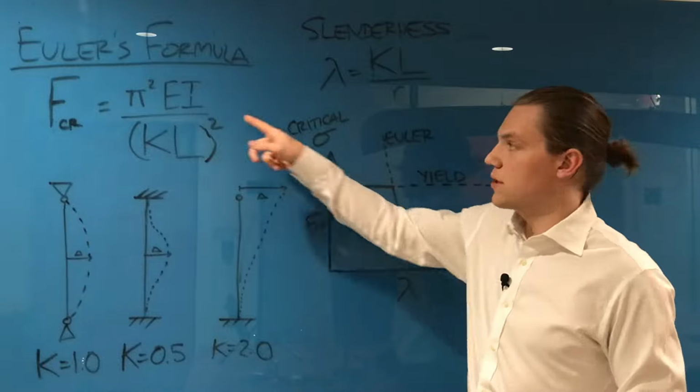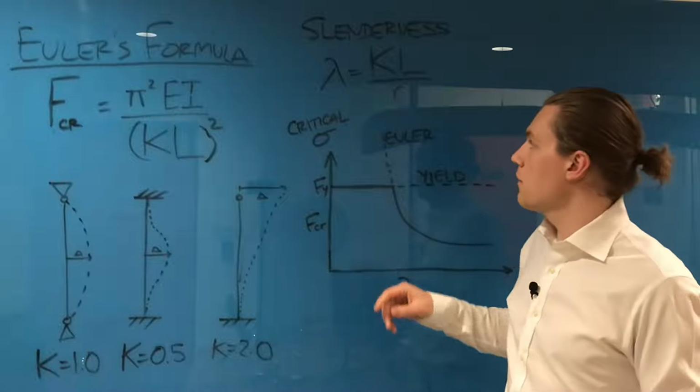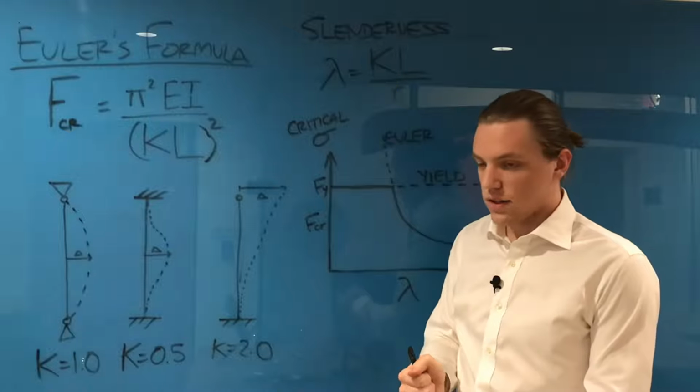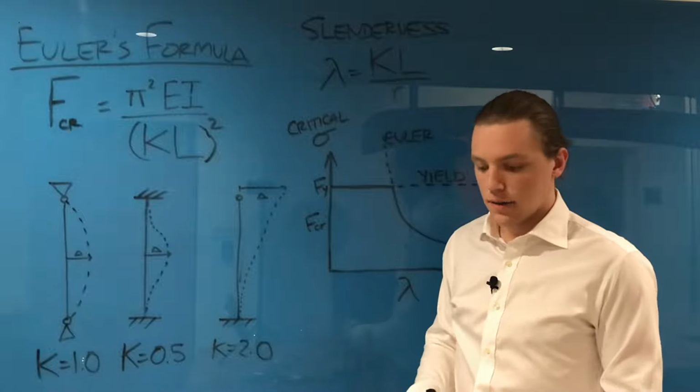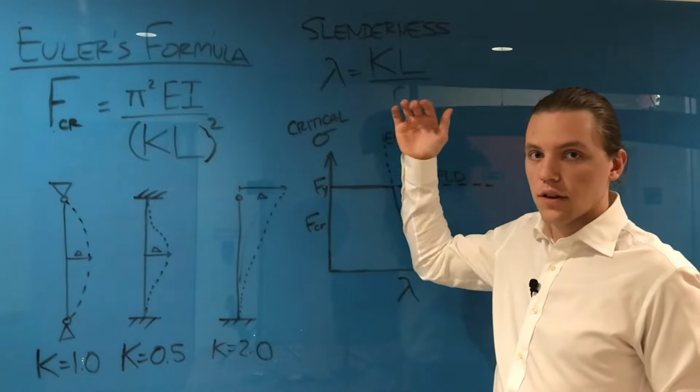So it's kind of similar to I, but it's basically just a measure of how stiff it is in that direction. So we can see that, again, as a member gets longer, the section is a little thinner, it's not as thick. This is going to go up, and conversely, for the other case, it's going to go down.